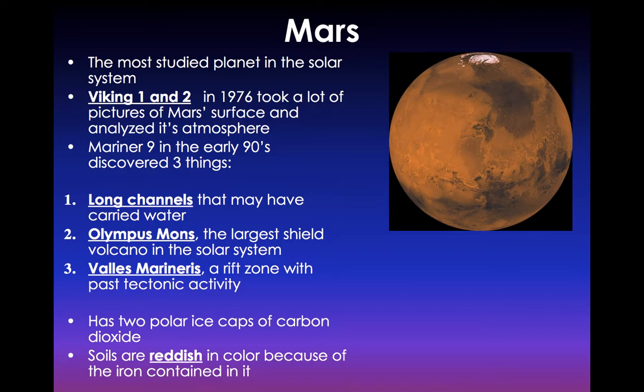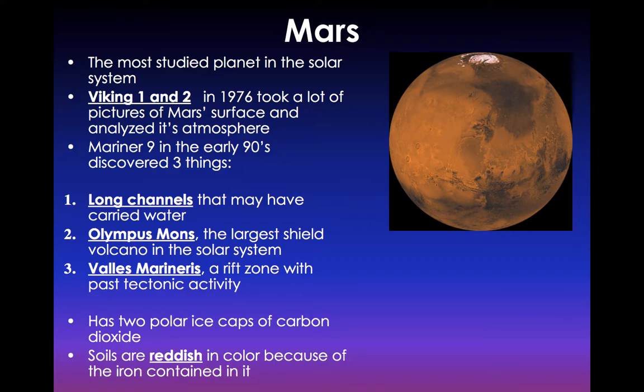All right, long channels that may have carried water, Olympus Mons. In Latin, if you have a us, it's always Olympus Mons, and if you have something that ends in is, it's is, so Marineris. The largest shield volcano in the solar system is known as Olympus Mons, and that is located on Mars. Valles Marineris is a rift zone with past tectonic activity.